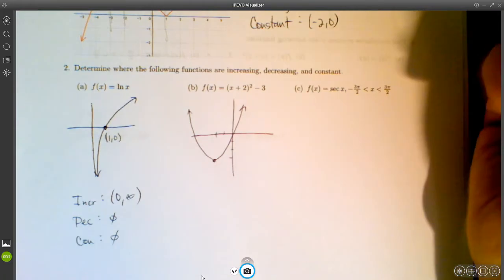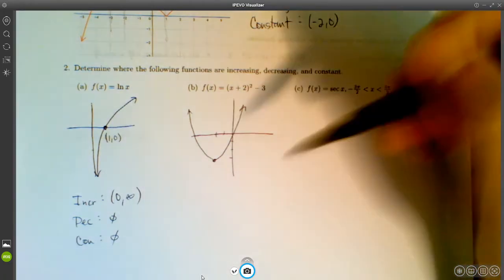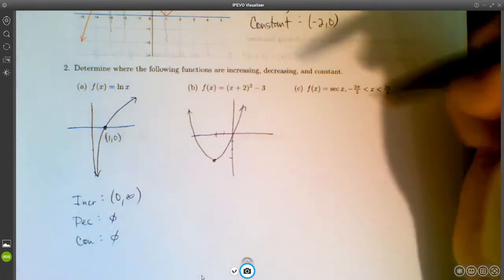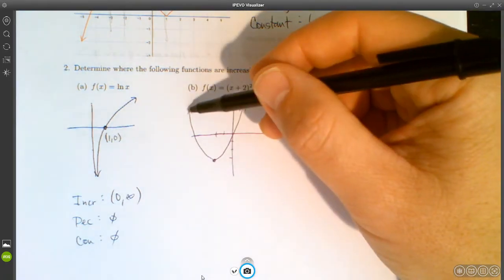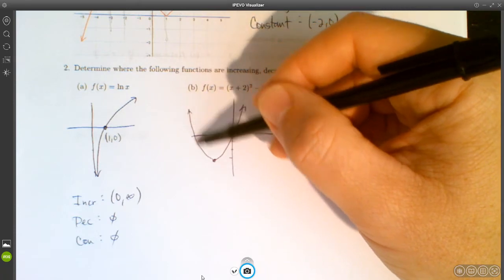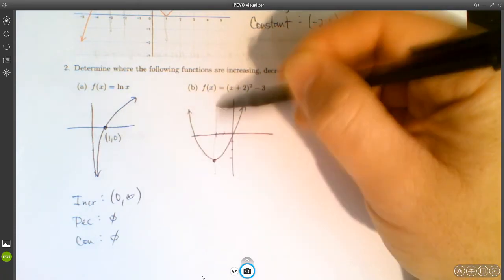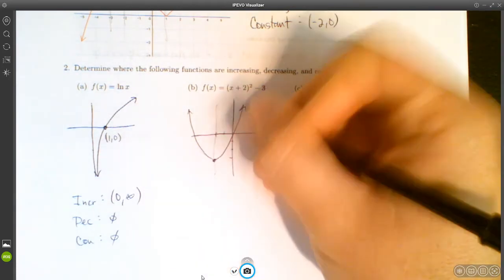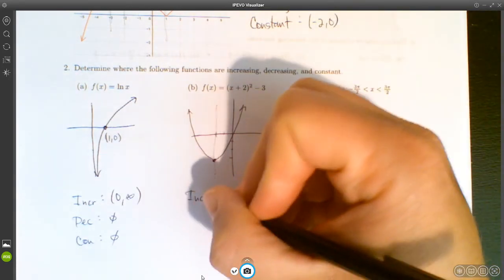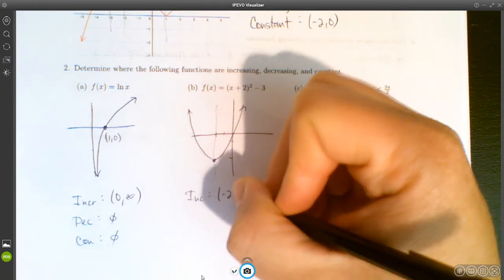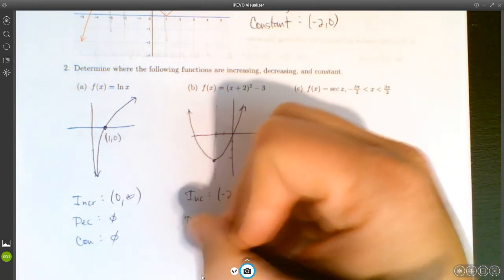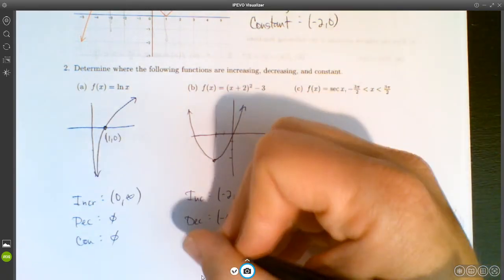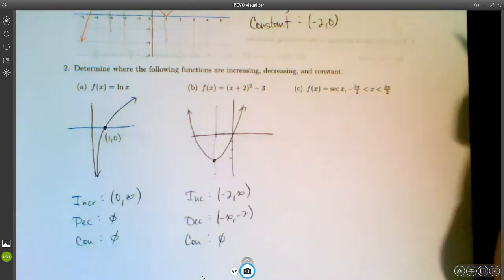So it's got to look something like that. I don't care so much about getting a perfect picture, but I know that it looks something like this. So it looks to me like it's decreasing from negative infinity until x equals negative 2, right? And then it's increasing from negative 2 to infinity. It's constant nowhere. It's never constant. Okay.